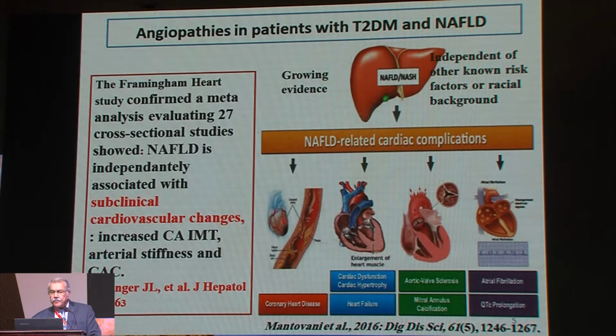After that, there is growing evidence to show the independent role of the presence of NAFLD, independent of other known risk factors or racial background, in causing cardiac complications, most important in the coronary artery, the cardiac hypertrophy, dysfunction and failure, the aortic valve disorder, and the mitral annulus calcification. Also atrial fibrillation and prolongation of the corrected QT interval.